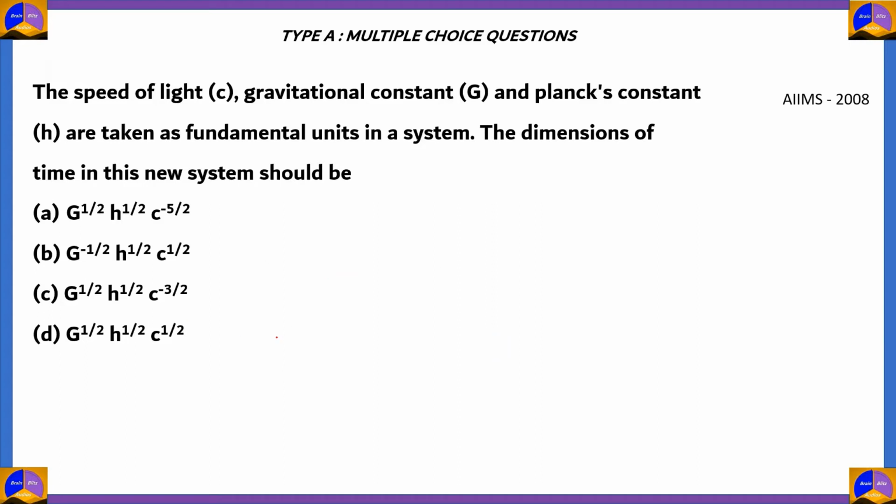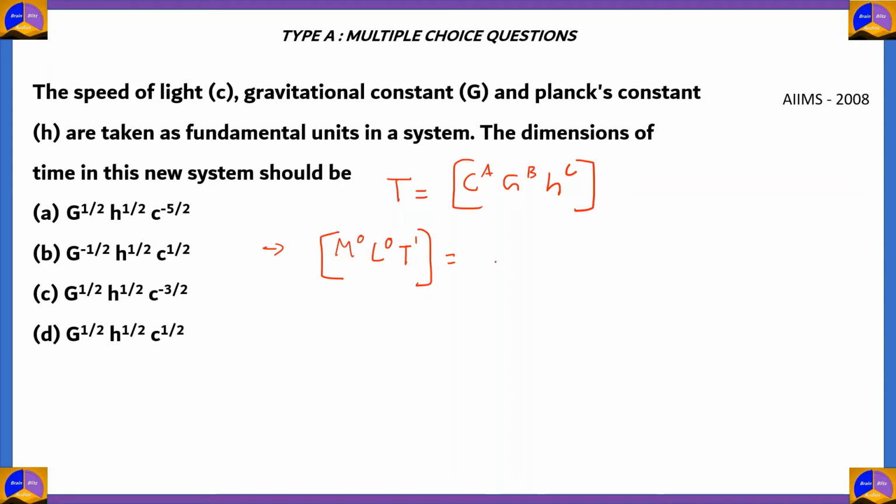Now it's actually really simple. The first thing that we do is we write time as c raised to a, g raised to b, h raised to c. So we write time using the dimensions of the new system, c, g, and h. And we have the exponents a, b, and c for that. So the next step that we do is write the original dimensions. For time, it is m raised to 0, l raised to 0, t raised to 1.